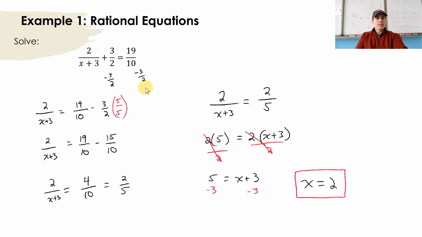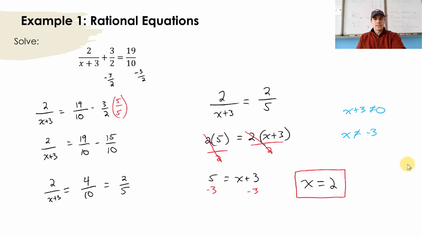All right, so now think about my domain here. X cannot equal negative 3, because that's going to create a 0 in this denominator. If I set x plus 3 not equal to 0, then we get that x cannot equal negative 3, but 2 does not equal negative 3, so we're okay there for our solution.